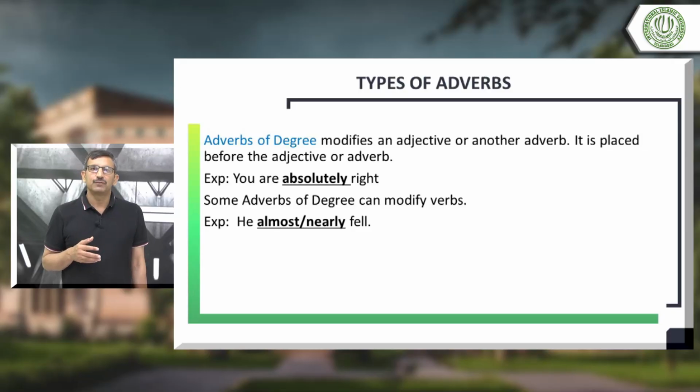The fifth type of adverbs are adverbs of degree. Adverbs of degree modify an adjective or another adverb. It is placed before the adjective or adverb. For example, you are absolutely right. In this sentence, absolutely is an adverb of degree. Another example is he almost fell. Almost is an adverb of degree in this sentence.